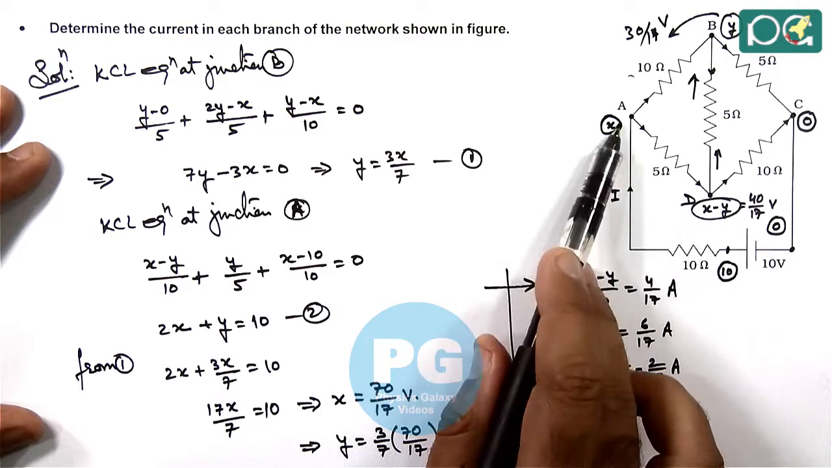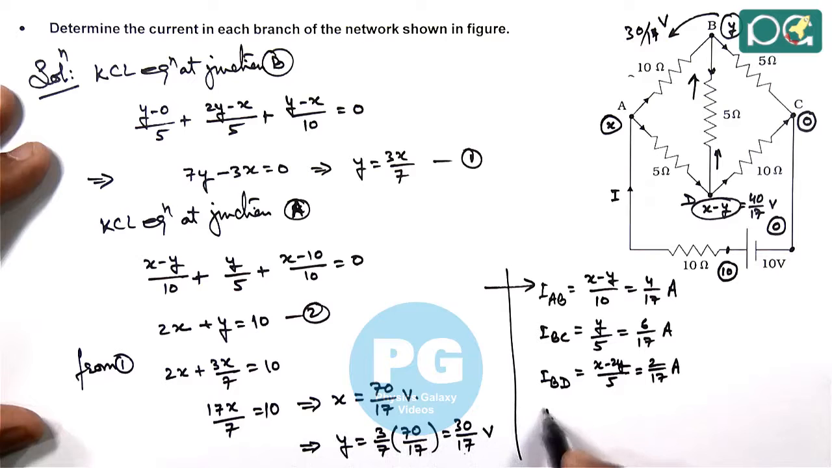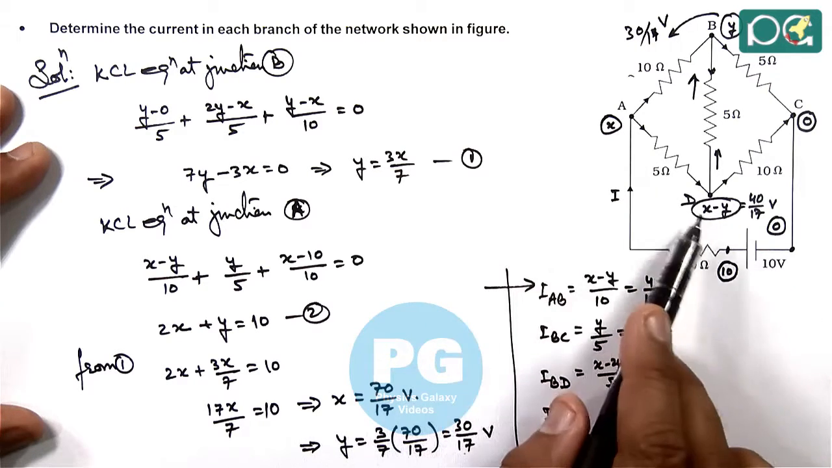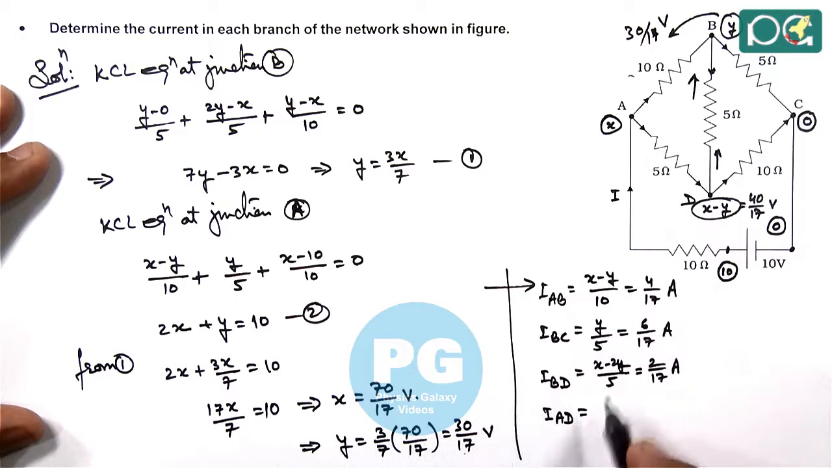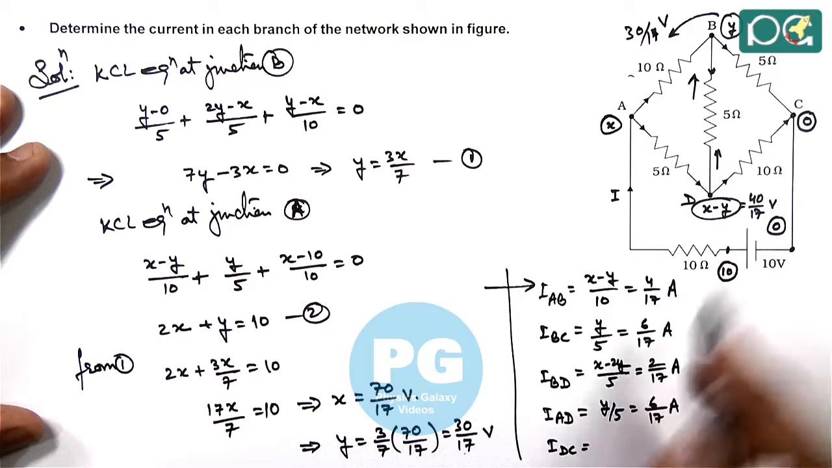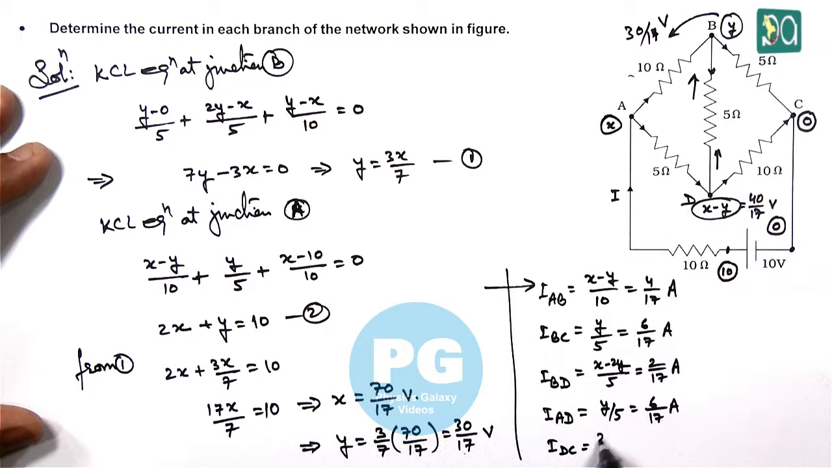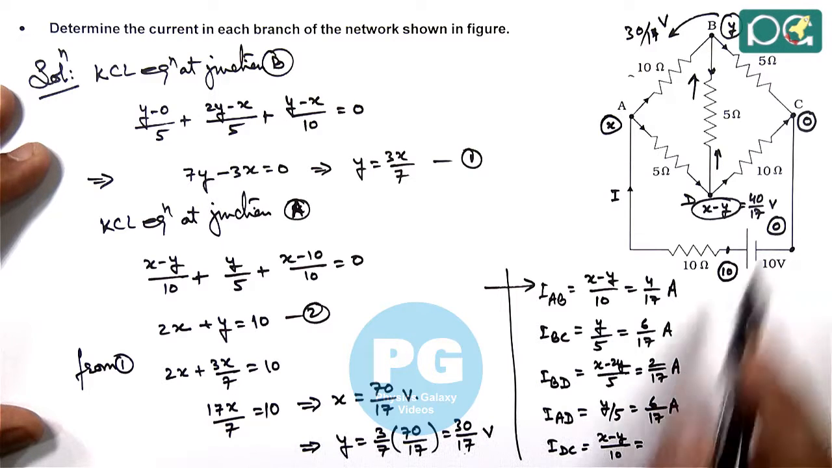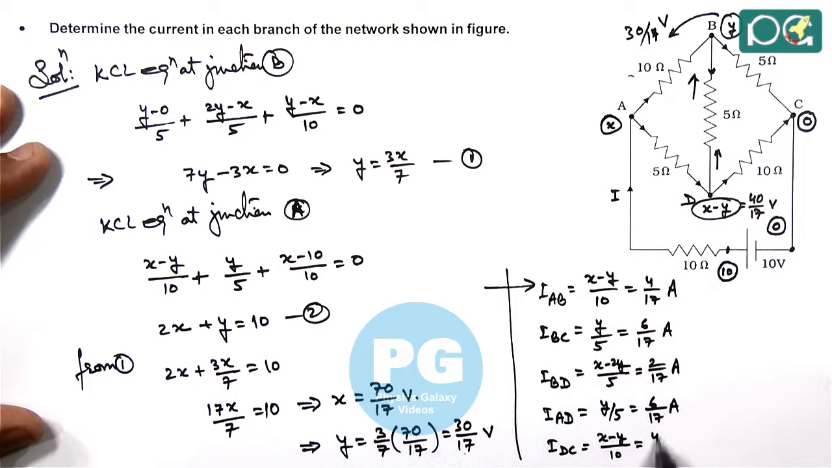If we calculate the current flowing in branch AD, it is given as x minus (x minus y), which is y by 5. So this is also 6 by 17 ampere. And the current in branch DC is (x minus y) by 10, so this is 40 by 17 by 10, which is 4 by 17 ampere.